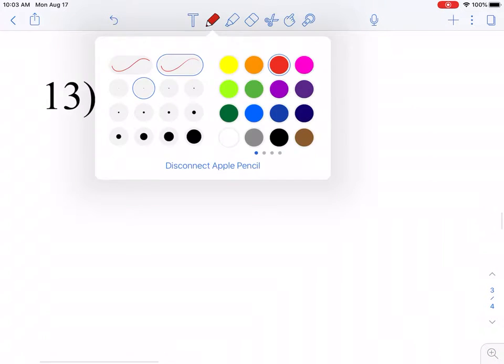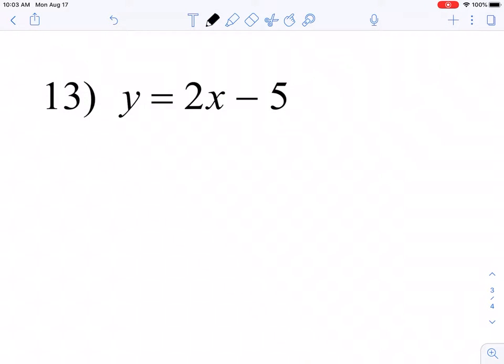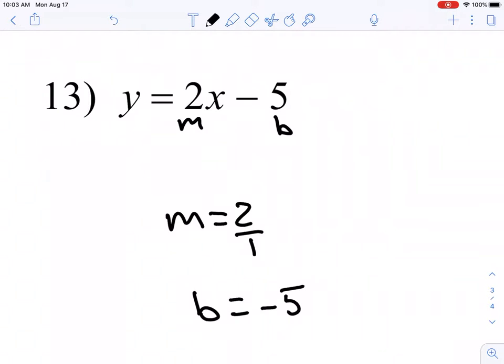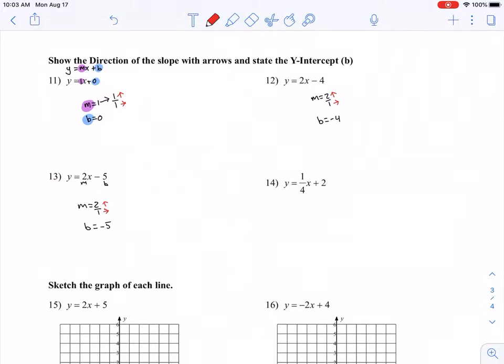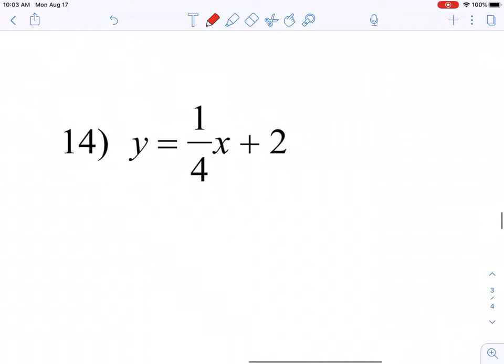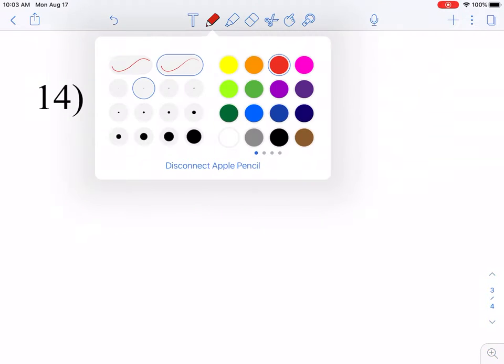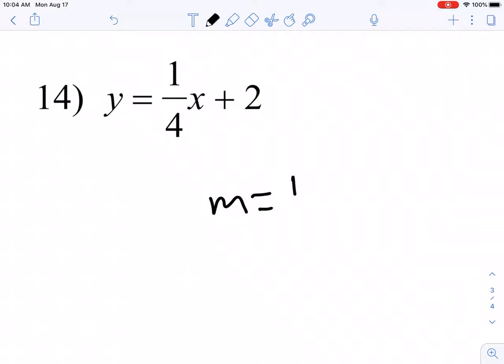So number 3, I'm going through these pretty quickly because in videos 1.1 and 1.2, we spent a lot of time working on this. Another way we could label this, I could say m underneath, b underneath. So m equals 2 over 1, b equals negative 5. That's going to be up because it's positive, and we always move right. Okay, and then finally, m equals 1 over 4. It's positive, so we're going to go up and right. b equals 2.